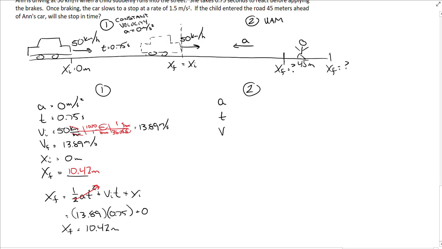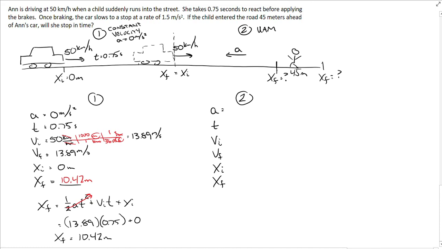A, T, V initial, V final, X initial, X final. We know it's accelerating. What direction is that arrow? Well, if we assume to the right is positive, that arrow points left. It is going to subtract speed away from the car. So it is a negative acceleration of 1.5 meters per second squared. That negative is critical. If you miss that, you're going to miss the problem.